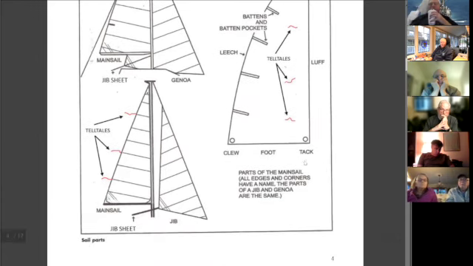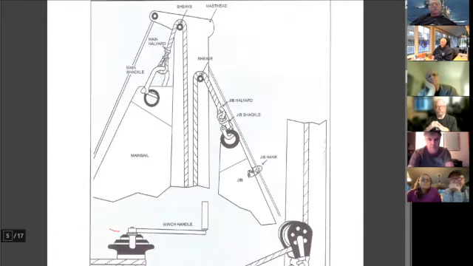And one of the interesting things is the tack of the sail. Tack is used at least three different ways when you're sailing. One is the tack is where the lower part of the foot of the sail is fixed to the mast. Then we have a little closer look at some of the hardware on the sail.